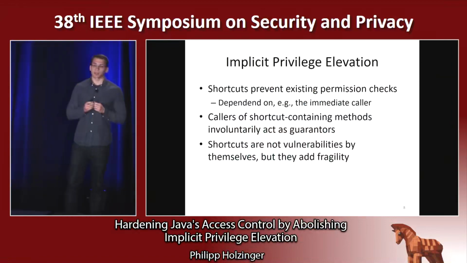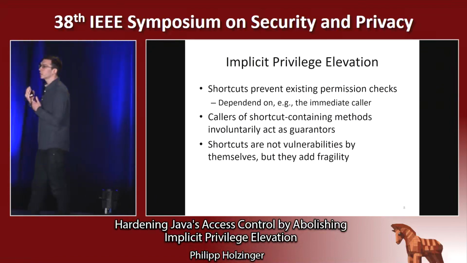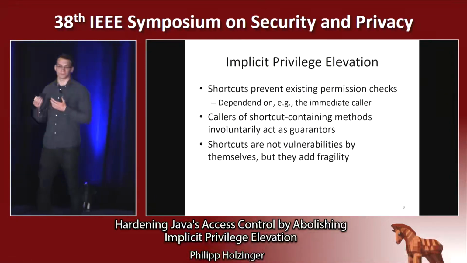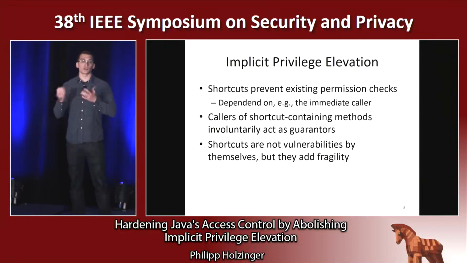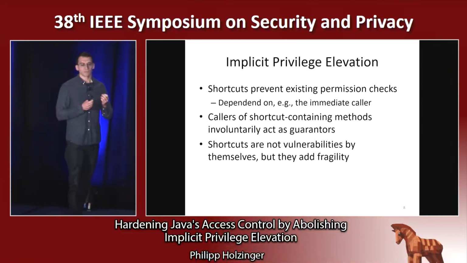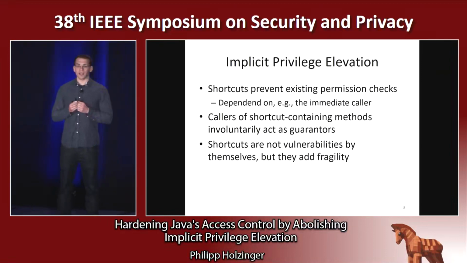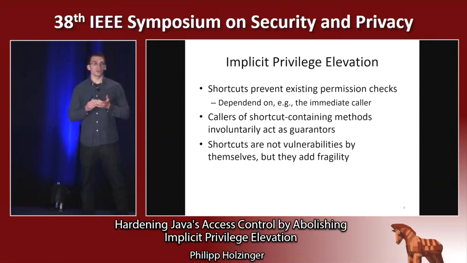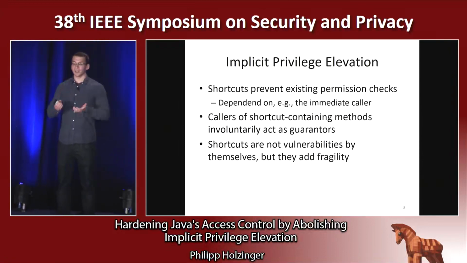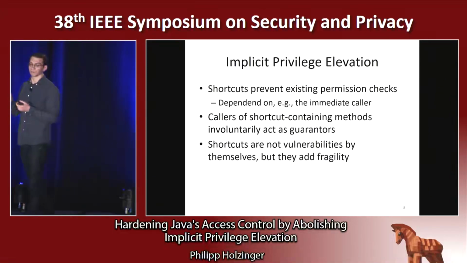Shortcuts prevent, like I just explained, existing permission checks, depending on certain properties of the call stack. That could pretty much be anything. In the example we have just seen, it's just the identity of the immediate caller. The consequence is that the callers of shortcut-containing methods, like getPublicLock in the example, somehow act as guarantors, which means since their involvement may prevent the execution of a permission check, they have to make sure that whatever they do is also secure, even if called from untrusted code. So that puts them in a certain responsible position.